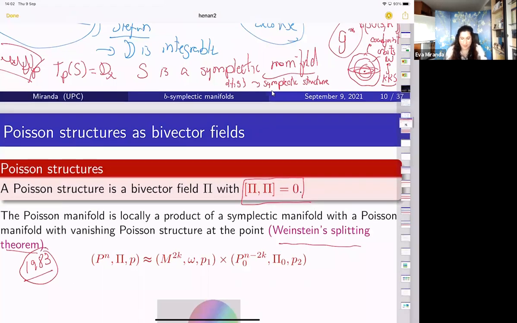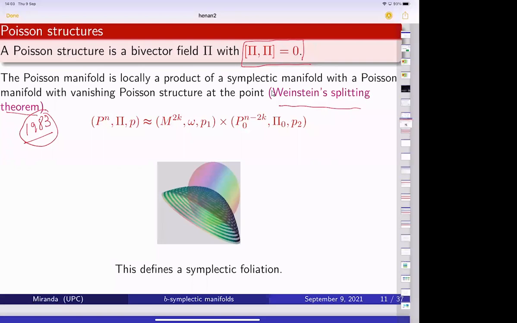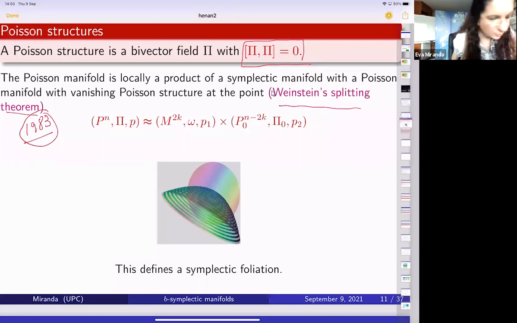And the description of Weinstein can be described in this picture. Weinstein told us that you have a foliation, so you can think of a foliation like a book. Here I have a notebook. So you think of the symplectic leaves as pages of your book. That's a good way to think of the foliation.